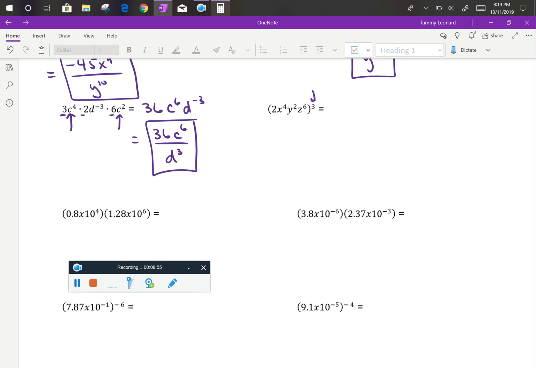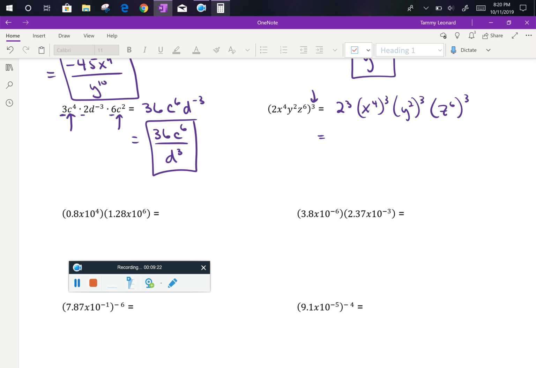In the next problem, this 3 is a power on all 4 parts of that product. So we're going to have 2 cubed times x to the 4th cubed times y to the 2nd cubed times z to the 6th cubed. Now, typically when you do a problem by yourself, you are not going to write so many steps. In fact, you probably won't write that step out. But this is the thinking that goes into the problem.